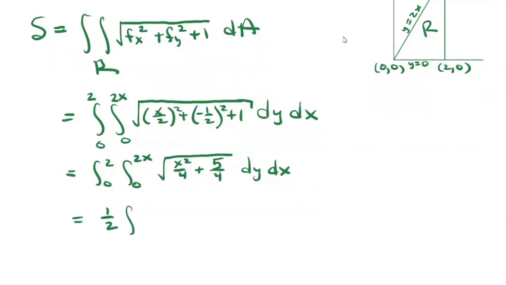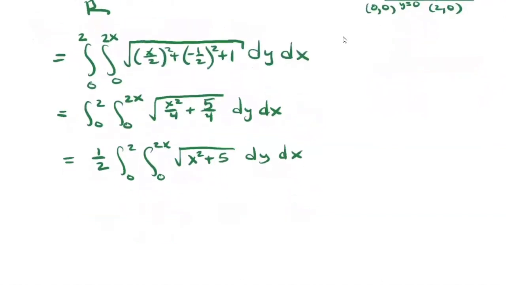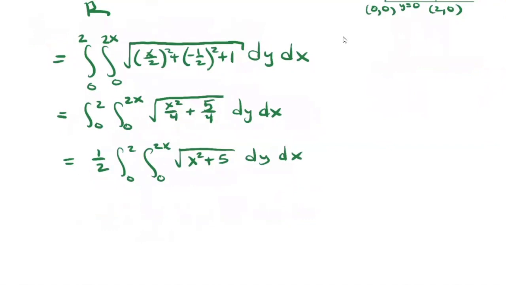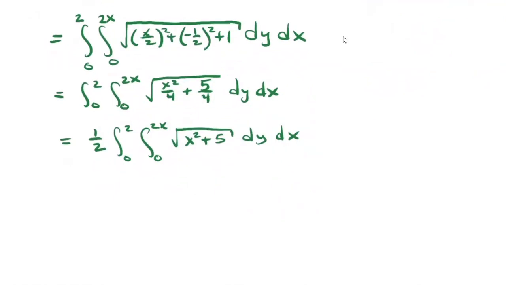So we have the integral 0 to 2, integral 0 to 2x, and it's just the square root of x squared plus 5, right? And dy dx. It's an ugly integral, but the good news is it's dy. This would be hard if you did dx first, because that's a hard antiderivative. You have to do that with a trig substitution, or look it up in a table. I don't want to do either one of those, but notice if you do dy first, then you just get a y in front of this.